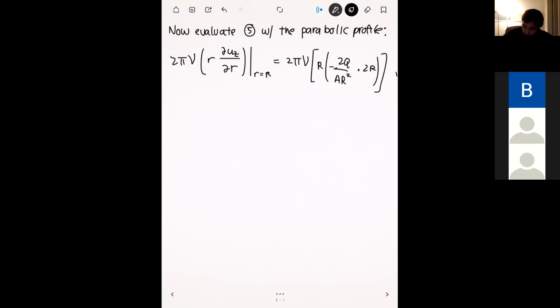A bunch of these r's are going to cancel out, and what we get is 2 times 2 times 2, which is 8, so we end up with minus 8 pi nu q over a. And finally, after all of that pain, we can express the 1D equations in their final form.